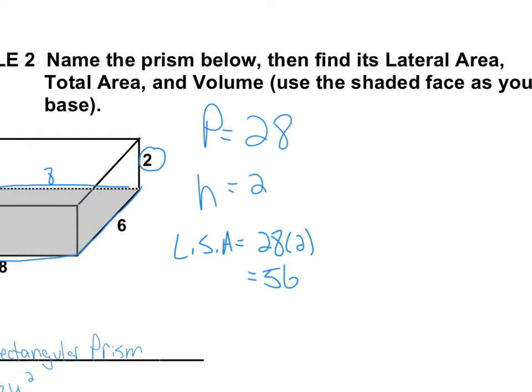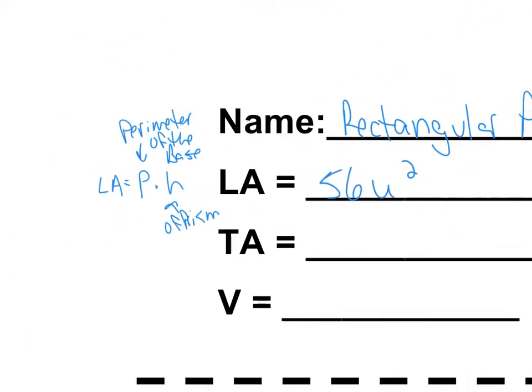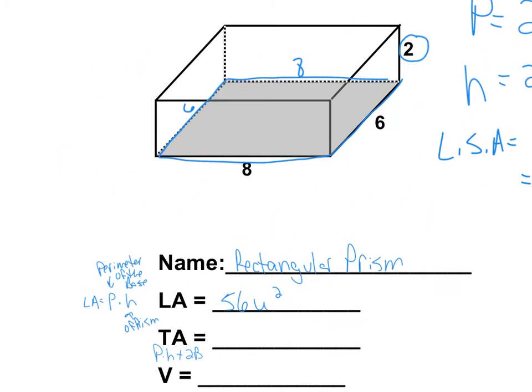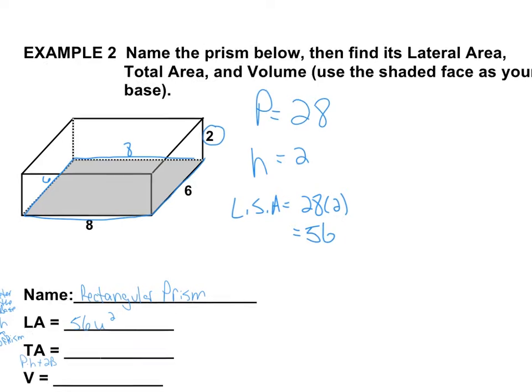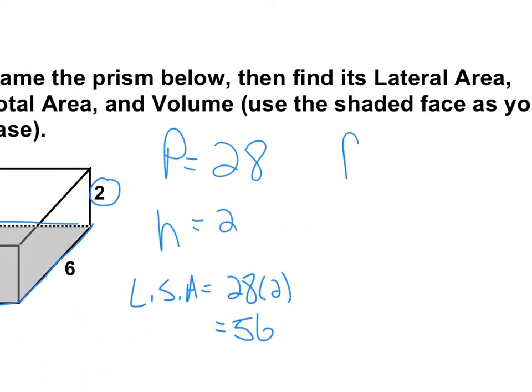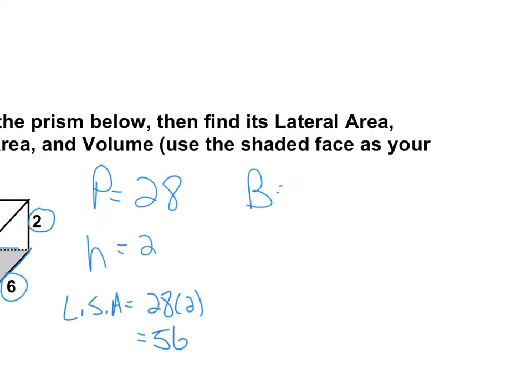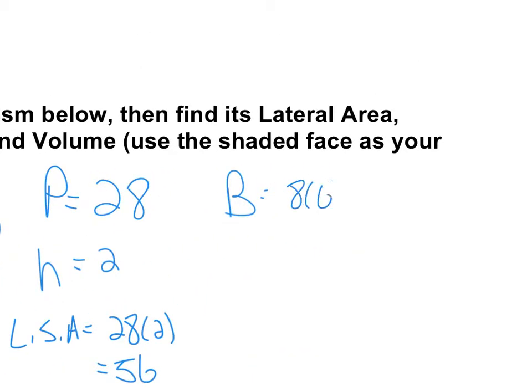Now total surface area, this one's a pretty easy formula too. This is perimeter of the base times the height plus 2 times the area of the base. That's what big B stands for, area of the base. So all I need to do is find the area of the base. I already have P, so we can go from there. So big B, that blue's the base. I got length times width, 8 times 6, which is 48.